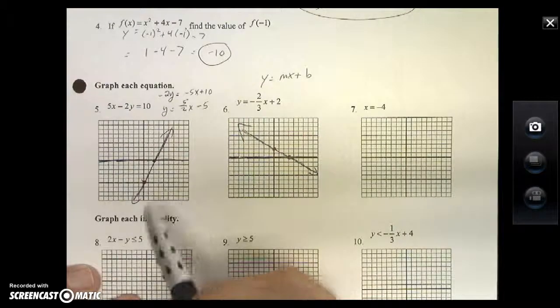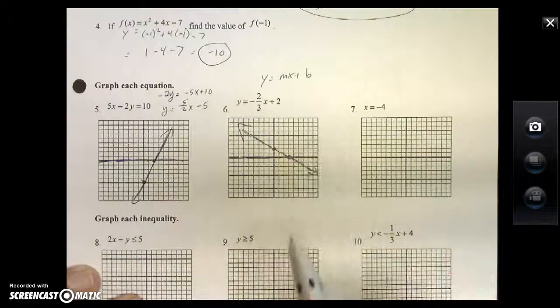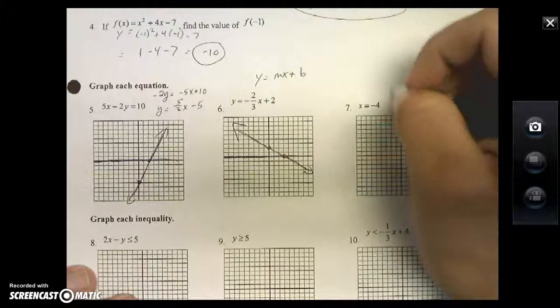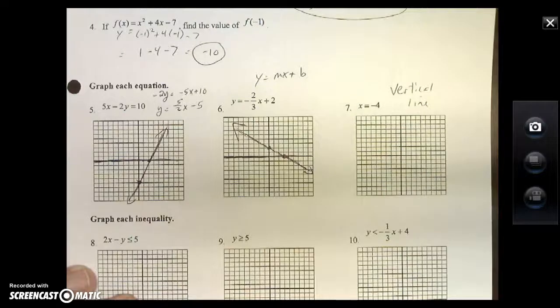Okay, and this makes sense too. Positive slope rising for number 5. Negative slope falling for number 6. Number 7, x equals negative 4. This is a special line. It's a vertical line. Okay, y equals is horizontal, x equals is vertical.